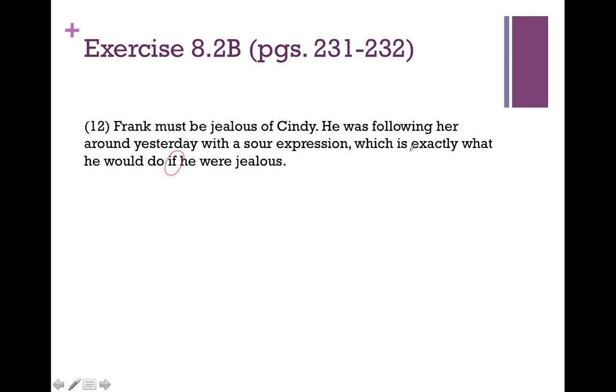It says, which is exactly what he would do. What is it he would do? Well, follow her around. So when it says he would do right here, it's referring to that: Frank would follow Cindy around with a sour expression if he were jealous. So whenever you have something like that, Frank would follow her around if he were jealous, then you know that we have a statement of the form P if Q. And whenever you have P if Q, you always rewrite it to say if Q then P.